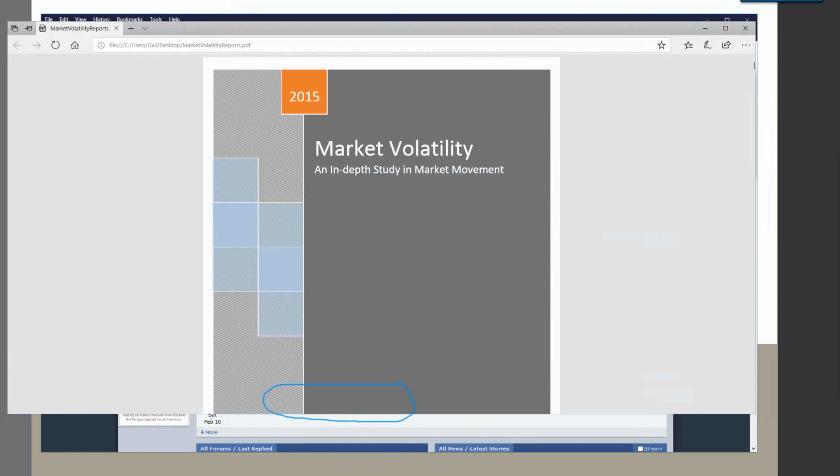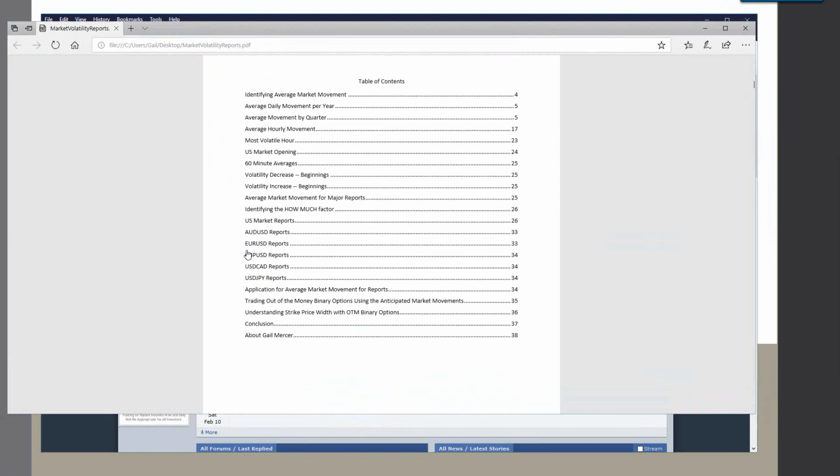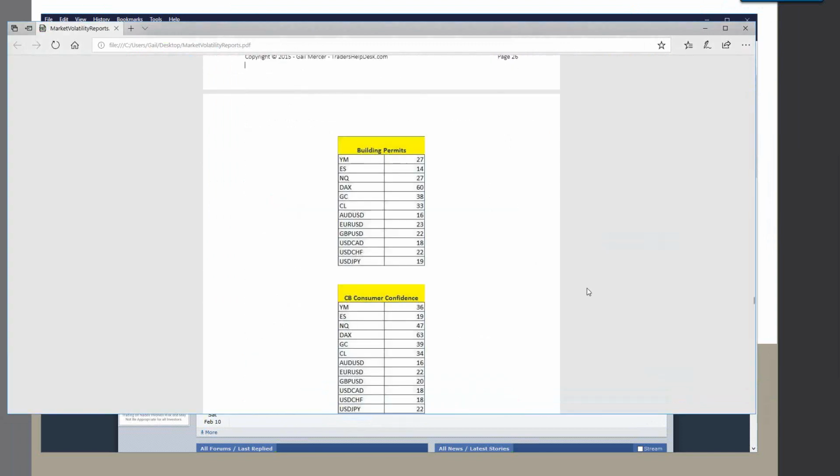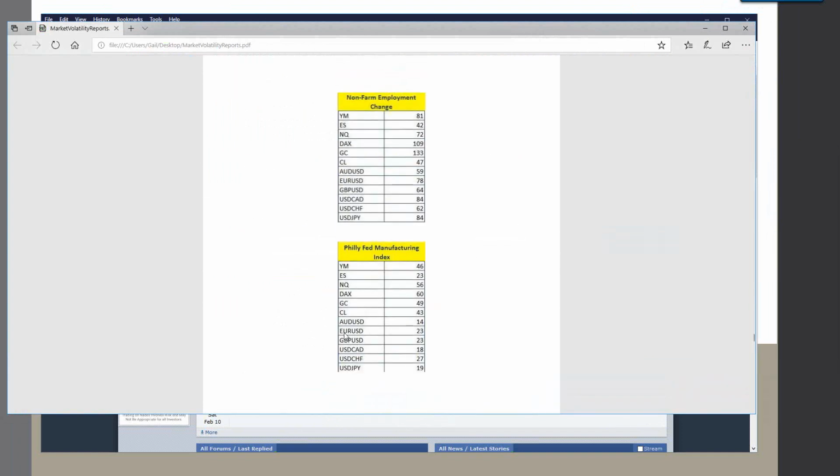This is the 2015 market volatility report that I did. Let's just go to the U.S. market reports. I think the non-farm is under that one. So, for example, the currencies that I would want to focus on for non-farm employment change because of the historical values would be the USD CAD and the USD JPY.